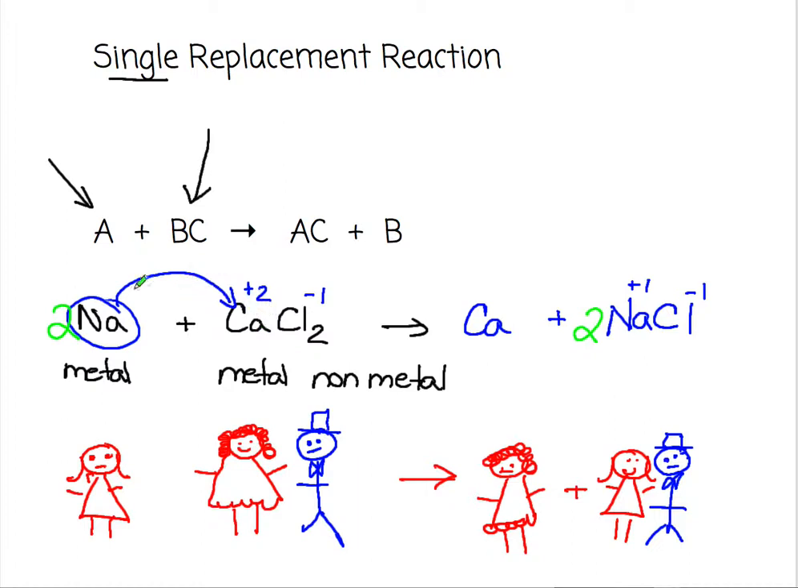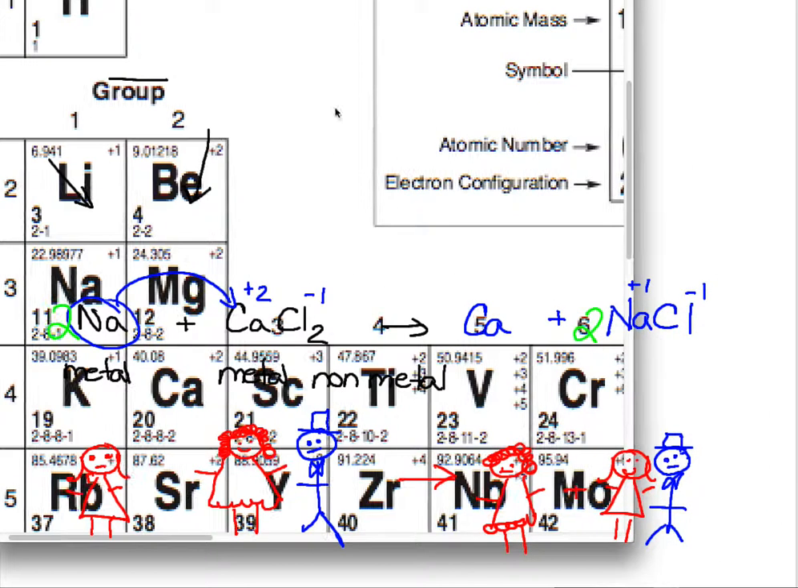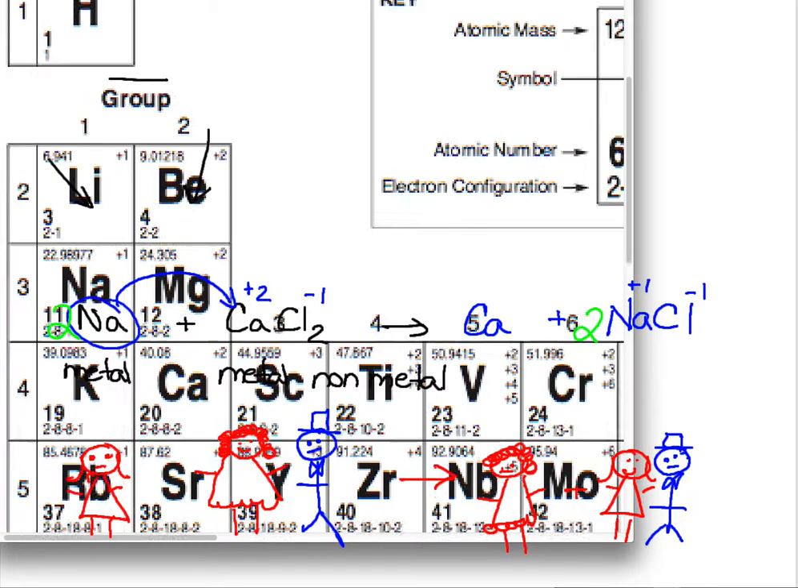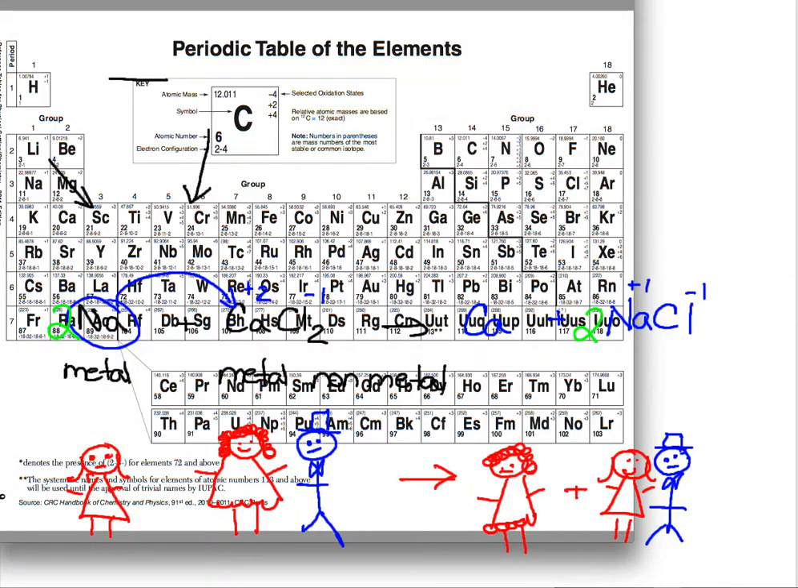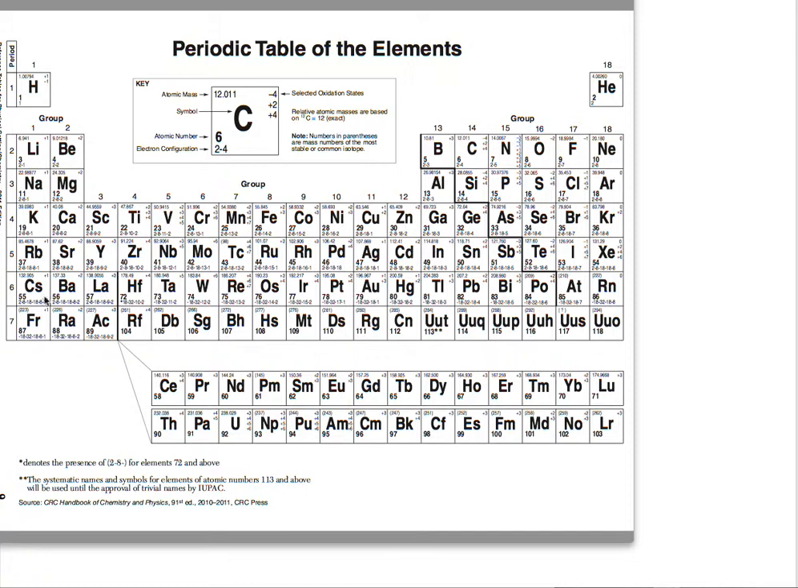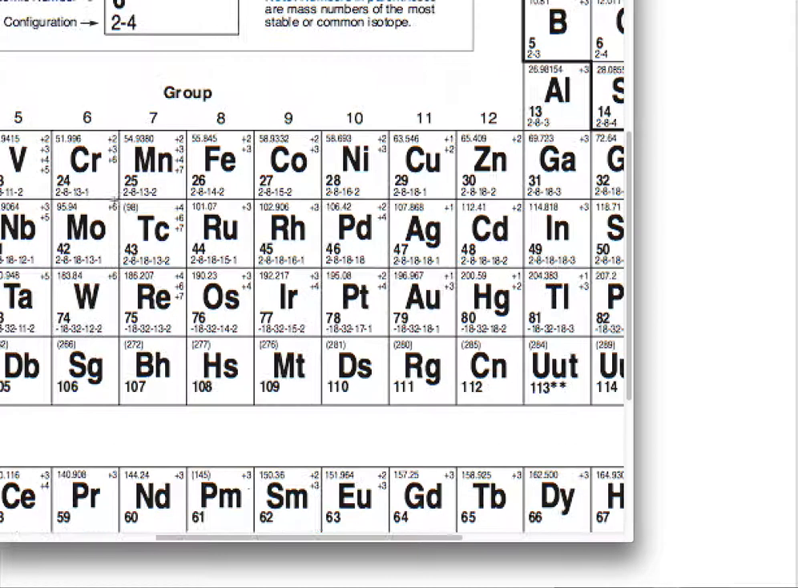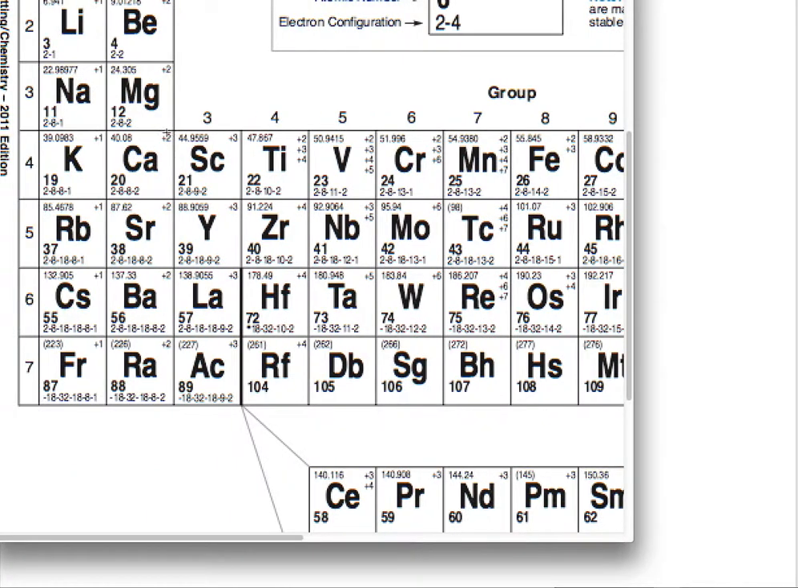Okay? This happens to have a special name because it's a metal replacing a metal. And metals tend to lose electrons. Metals are losers. You know that because you look at your periodic table and they are on the left side of the periodic table. All of these elements on the left side of the periodic table lose electrons. They are losers. And because they lose electrons, they become positively charged. Positively charged ions. And positively charged ions are called cations.